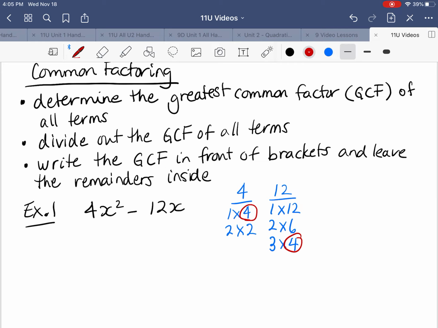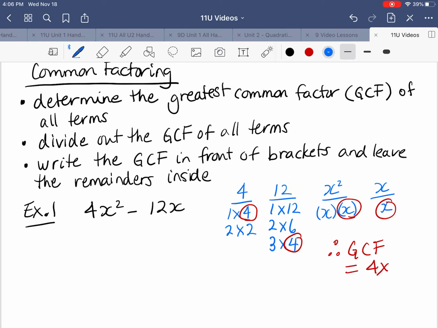Now we need to look at the variable part of the terms. We're going to look at x squared first, and we're going to look at x. What we want to do is similar to what we did with the numbers, and break this down a bit. Now x squared is just x times x. And when we have x, we literally just have x. So what is the most that they have in common? Well, they each have at least one x. So our greatest common factor is going to be 4x.